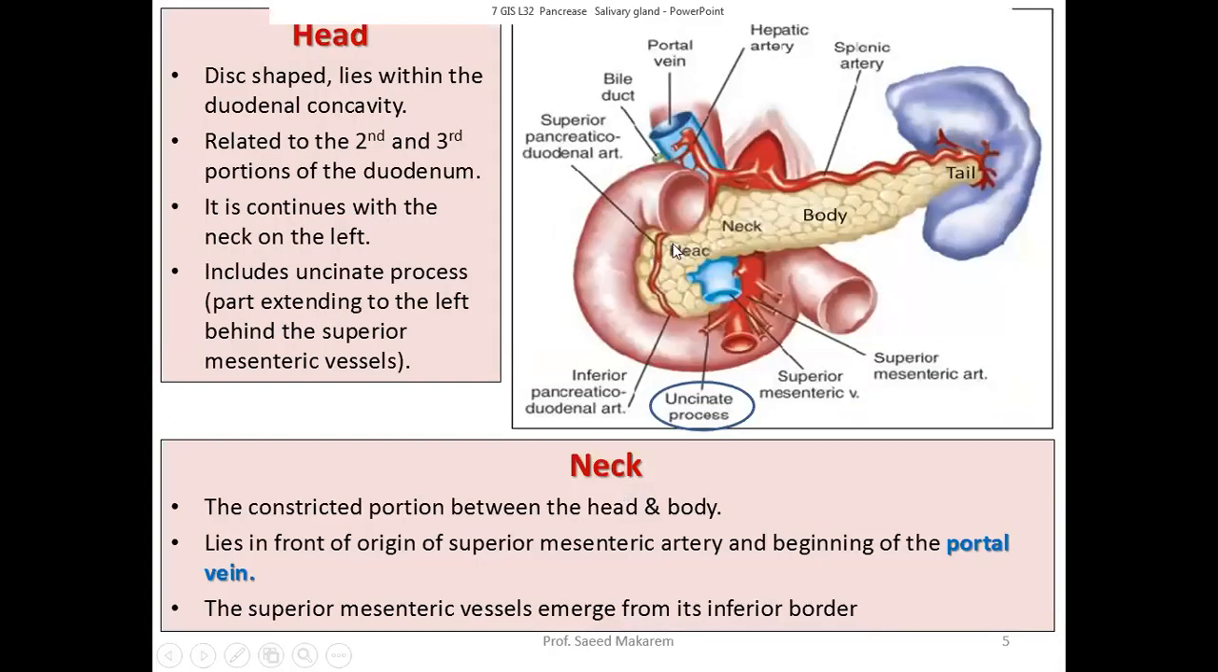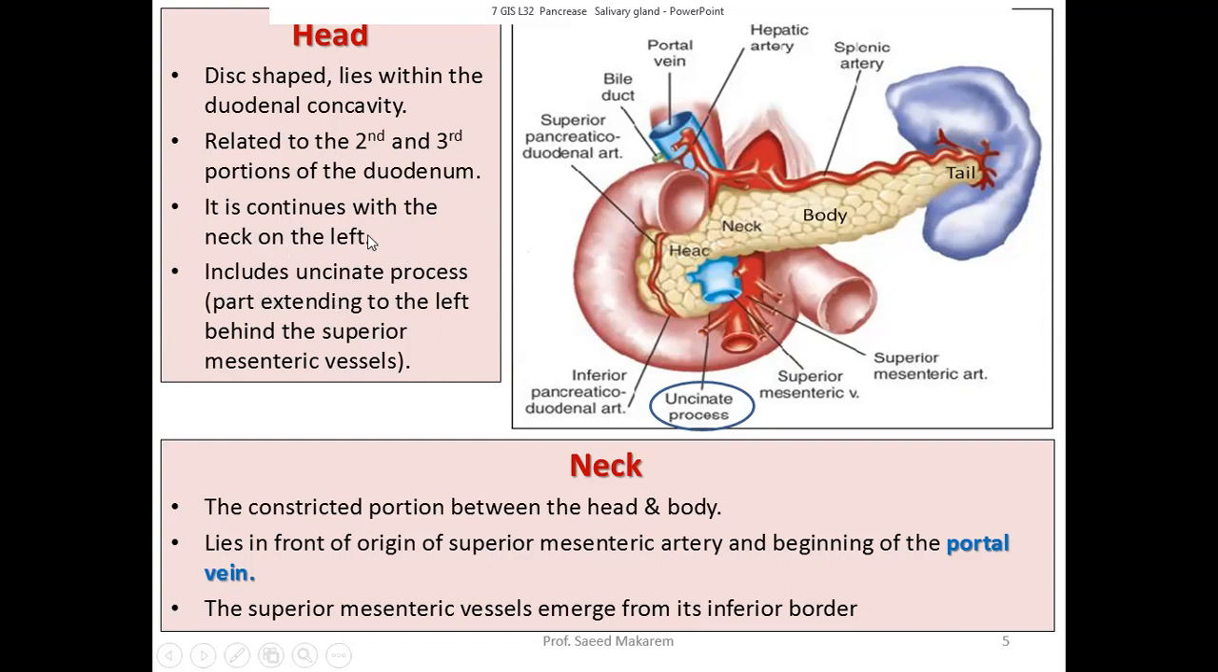The head is disc shaped and lies within the duodenal cavity, as I said. This is the duodenum. This is the first part, second part, third part, and the fourth part of the duodenum. So this head lies within the concavity of the duodenum. It is related to the second and third portions of the duodenum. As you can see here, it is mainly in contact with the second as well as the third part of the duodenum. It is continuous with the neck on the left side. If you see here, this head will continue, and there is a narrow part called the neck. It is not very big, so it is a small part, which connects the head with the body.